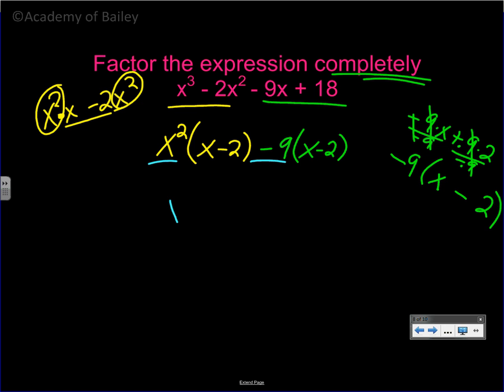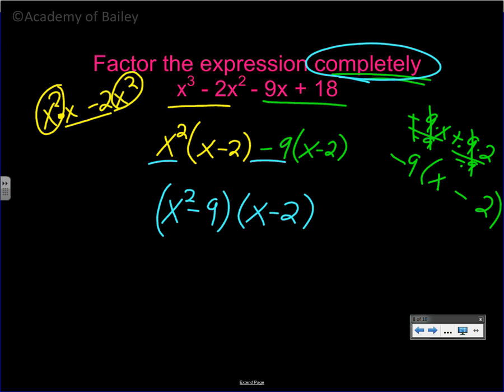That would be x squared and -9. They get their own parentheses. And then x minus 2 will go into another parentheses together. Remember the keyword, factor completely. I know x squared is a perfect square. I know 9 is a perfect square. And the subtraction sign means that we have a difference of perfect squares.